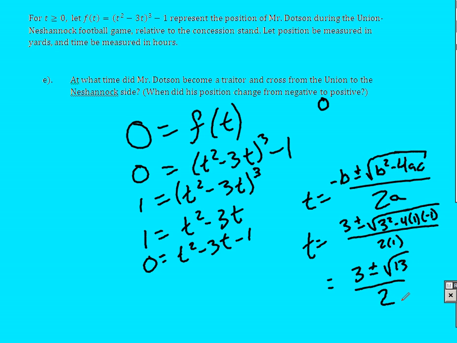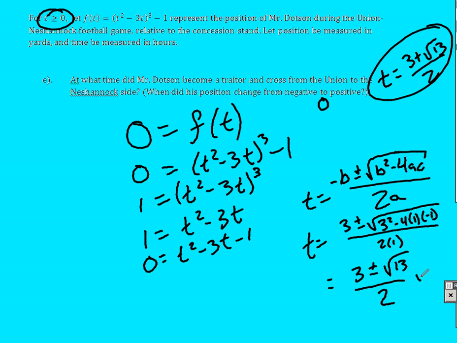Something you should look for. It says for only t greater than 0. So I should look at both of these answers. Naturally, 3 minus the square root of 13 will be less than 0, so that won't be good. So really, the only time for your answer is 3 plus the square root of 13, over 2. But if you can get to this right here, that'd be great for the moment.